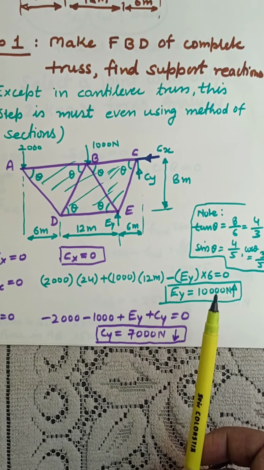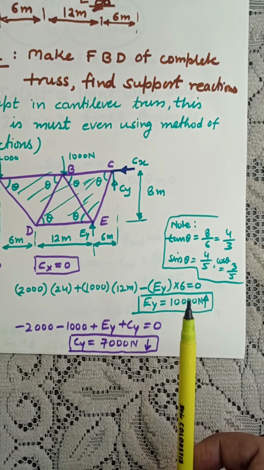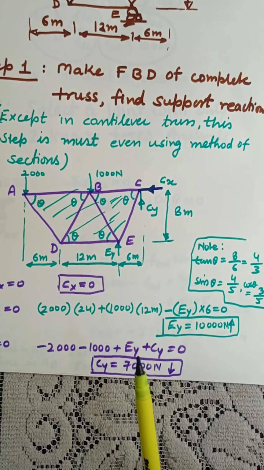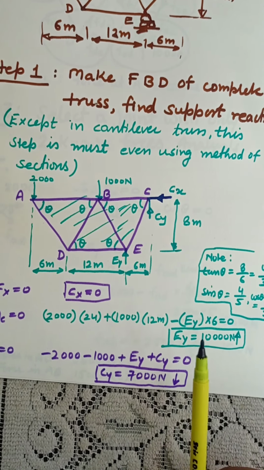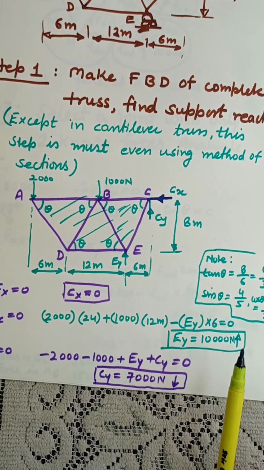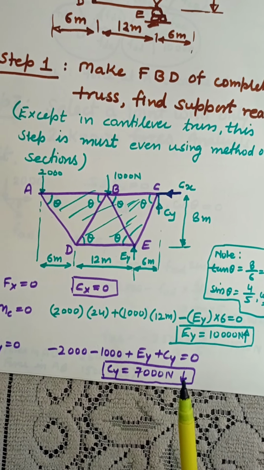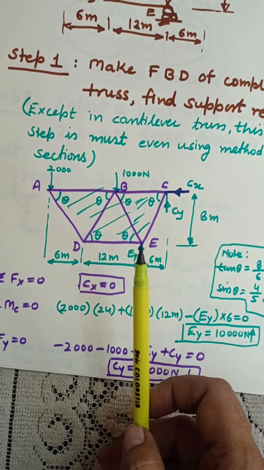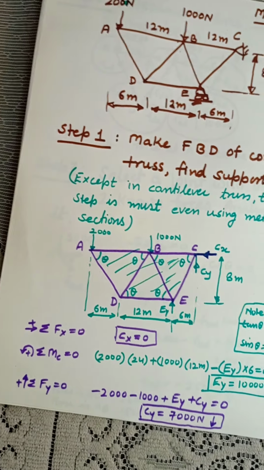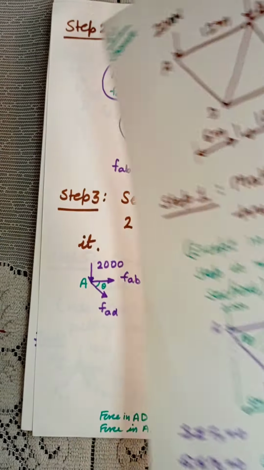Accordingly we fix the directions, and by solving these three equations we are able to calculate the three unknowns: Ey, Cy, and Cx. So Cx is 0, and Cy is coming 10,000 upward, as the arrowhead is showing upward. Ey, 7,000, is coming as negative. Because we assumed it upward, that means it is in the opposite direction, that is downward. Now let us proceed further to step number 2.